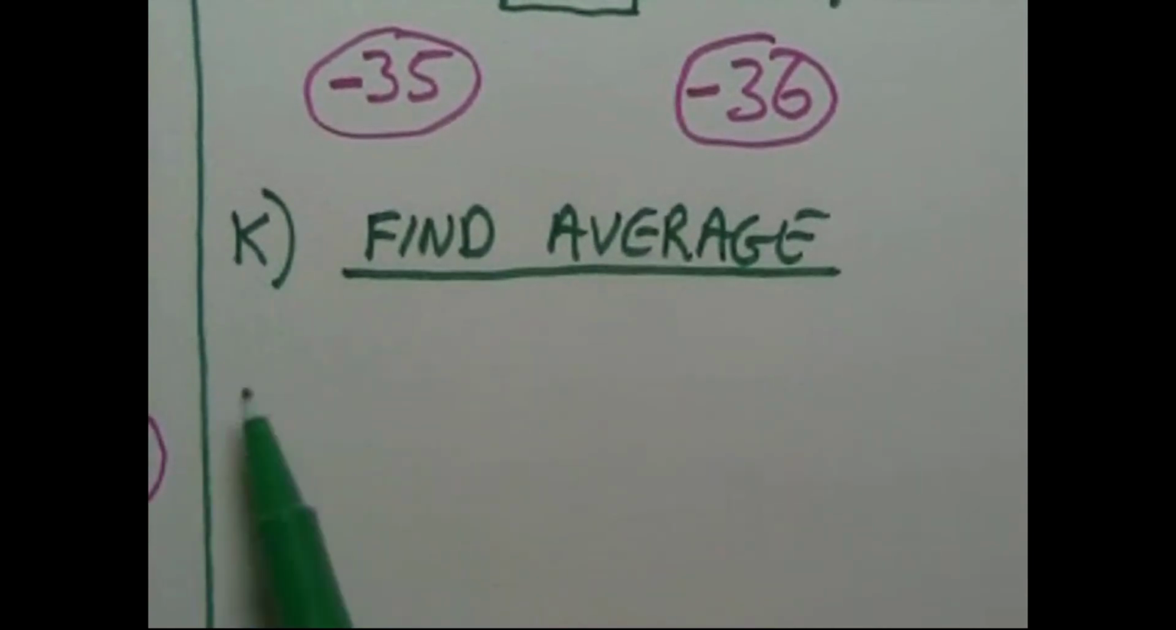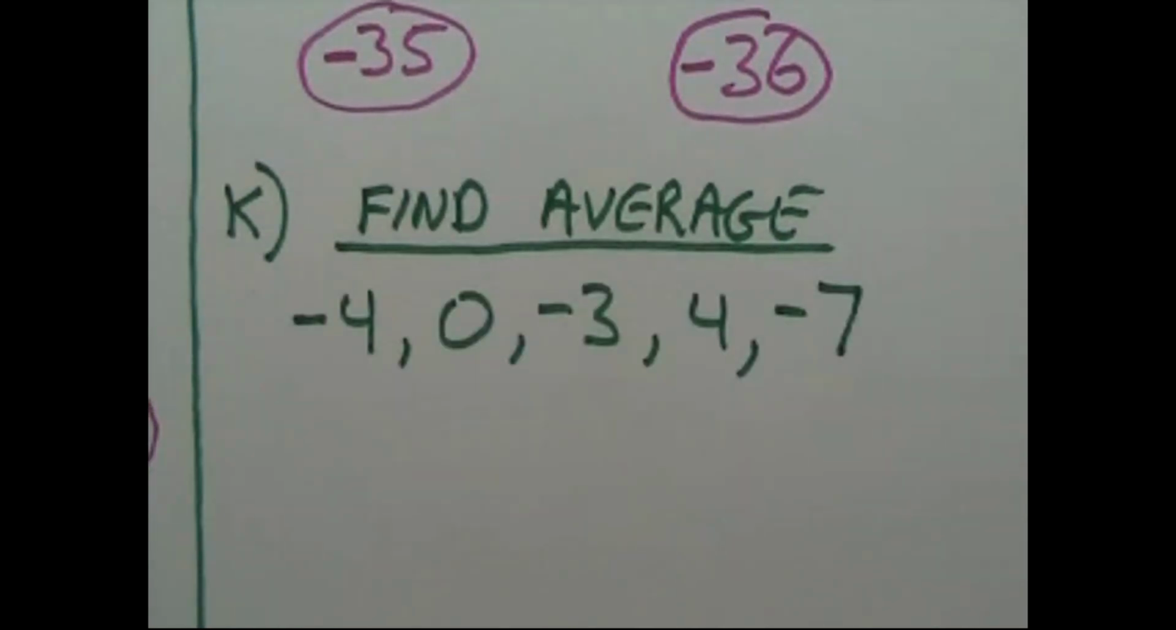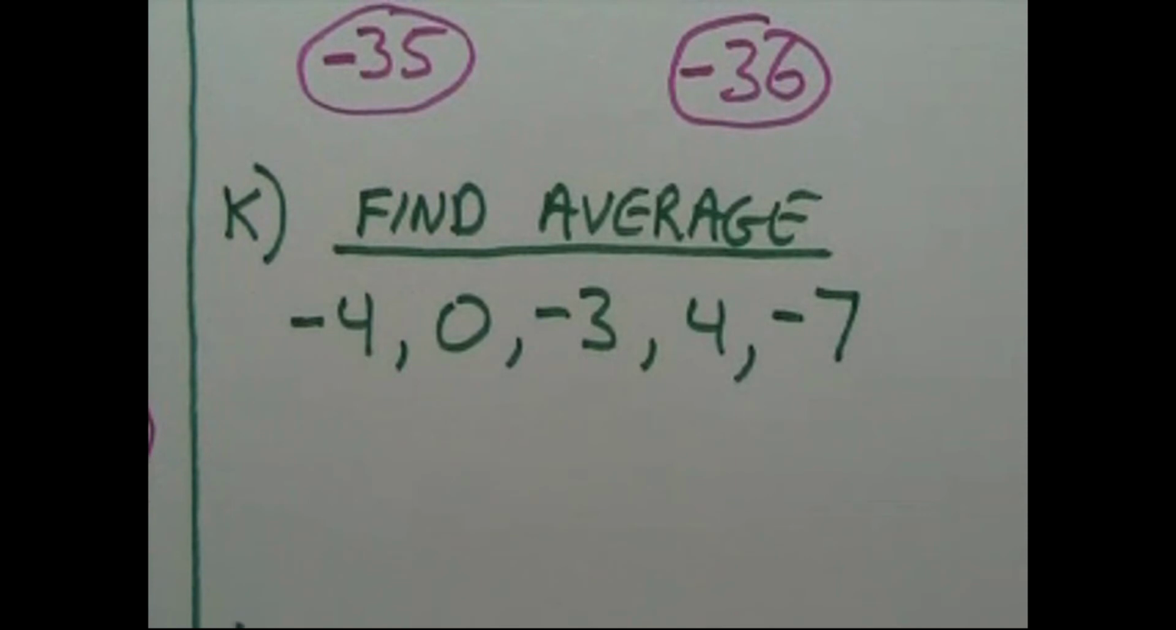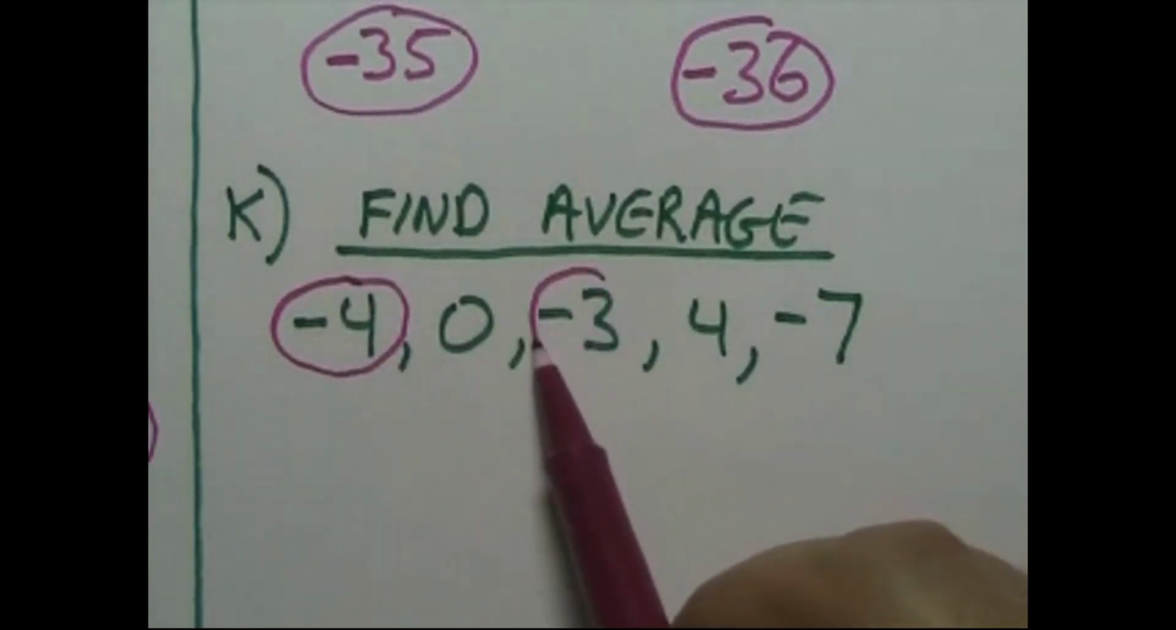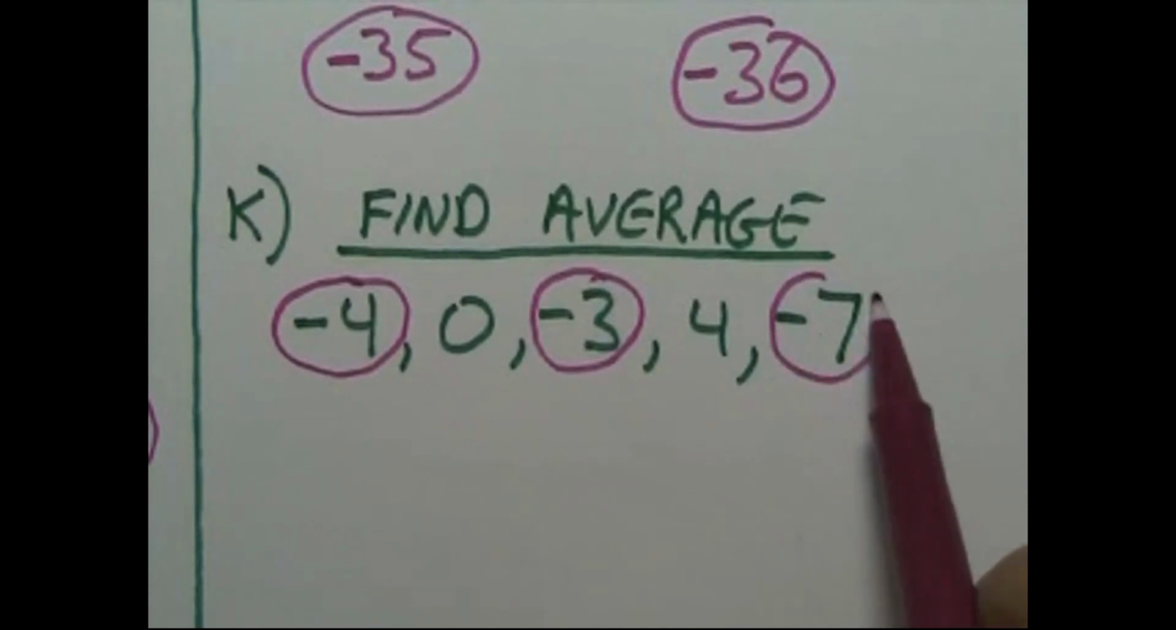On letter K, this is the last example. We'll find the average. How to find the average with negative numbers. So we have 5 numbers, and we want to find the average of these 5 numbers. So let's total up our negatives and total up our positives. I have a negative 4, I have a negative 3, and I have a negative 7.